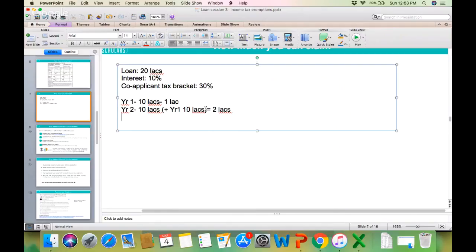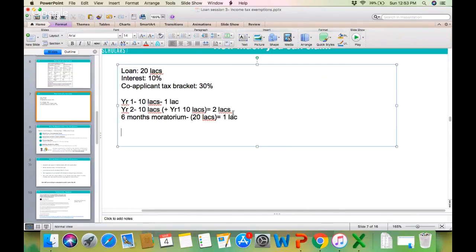Let's say 6 months moratorium. I hope this exercise is useful because I don't have a whiteboard, so I'm just writing for you to explain. 6 months moratorium. By now your total loan is 20 lakhs, so your interest for 6 months on 20 lakhs will be 1 lakh. I hope you got it because it's 6 months only and it is 10%. So after 2.5 years, your repayable is 20 lakhs principal.